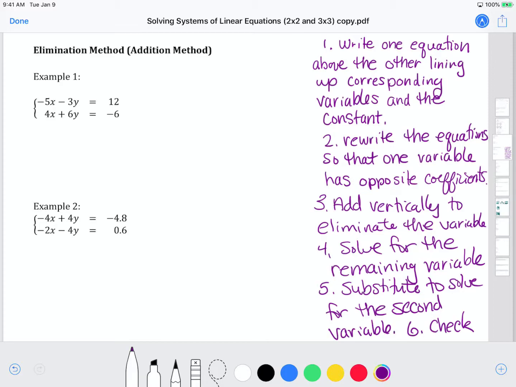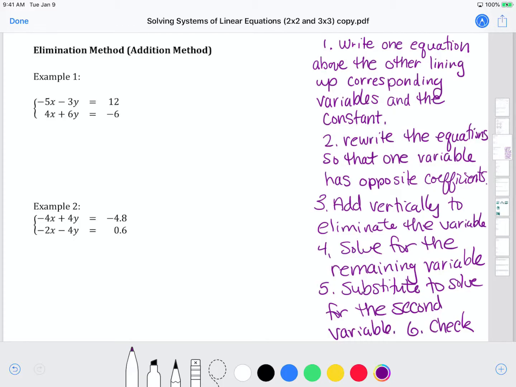And then in step 3, we're going to add vertically and eliminate a variable so that it adds up to 0. And then step 4 is we're going to solve for the remaining variable. And then for step 5, we substitute back in to find the second variable. And then, of course, the last step is to check your answer.